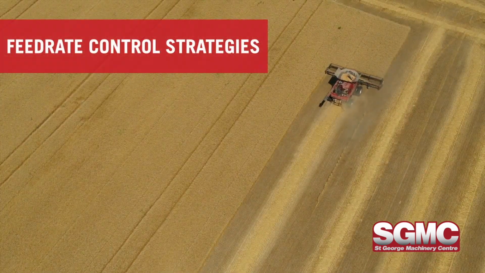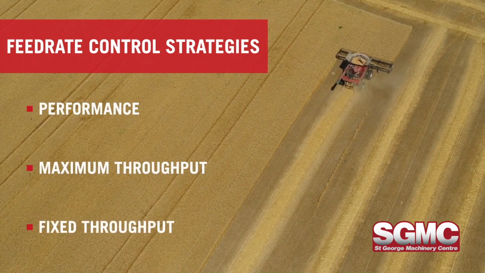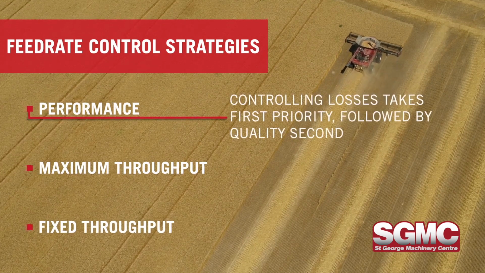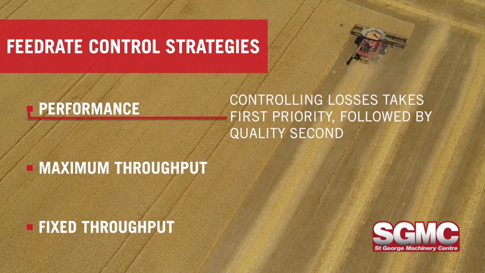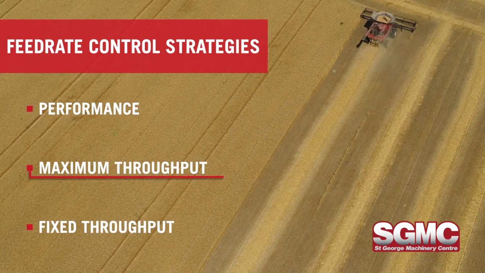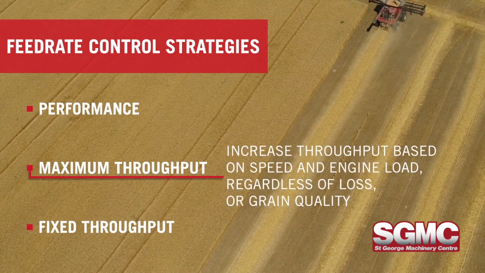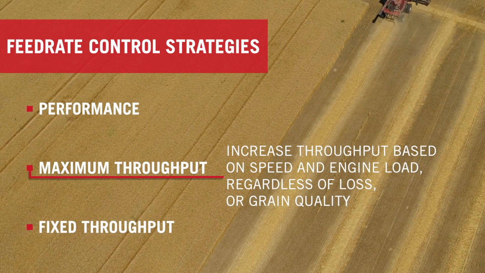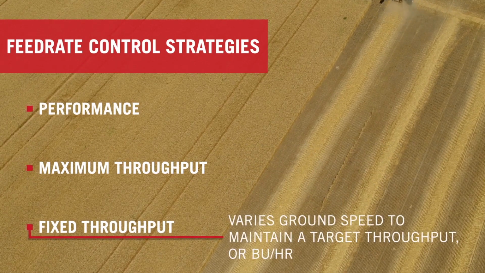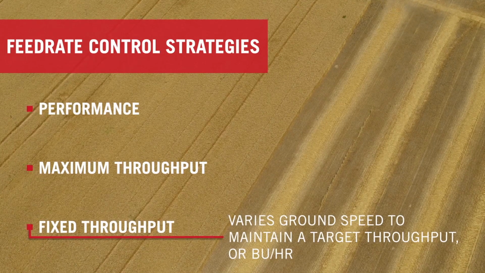Feedrate Control has three modes you can choose from: Performance, Max Throughput, and Fixed Throughput. Selecting Performance will equalize the combine performance using losses, throughput, and grain quality, where losses are prioritized over quality. Selecting Max Throughput will increase the throughput based on the speed and engine load selected, regardless of loss or grain quality. Selecting Fixed Throughput enables the combine to vary the ground speed to maintain an established target throughput, or bushels per hour.